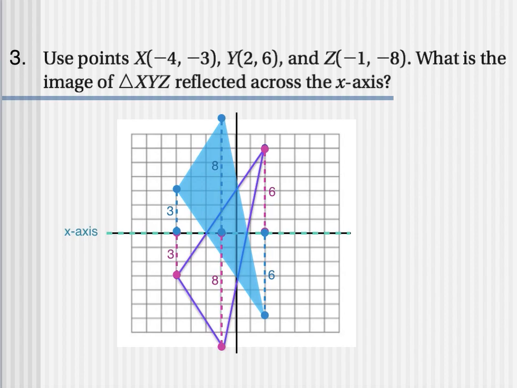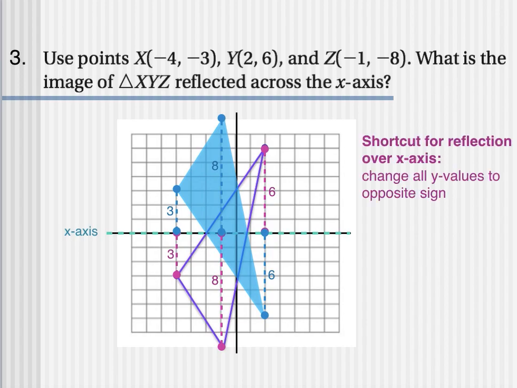Now, there's a shortcut that you can use only for reflecting over the x-axis. Here it is. I want you to notice that reflecting over the x-axis really just keeps the point values the same, except all the y values have the opposite sign. For example, for your original shape, you know how this point was at (2, 6)? The reflection ended up at (2, -6).